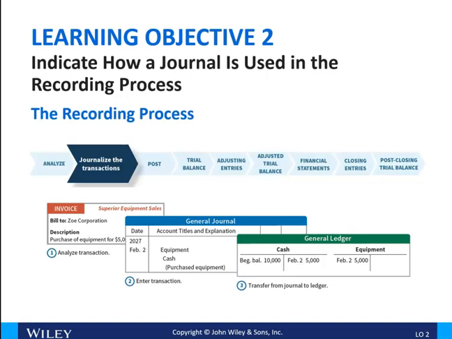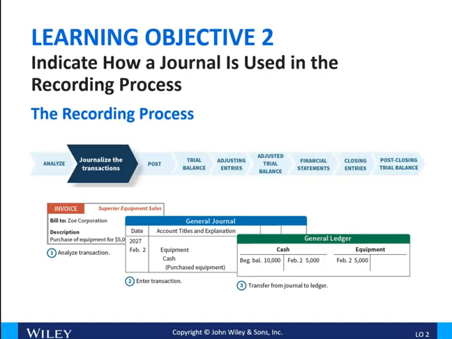Now we'll talk about journals. So remember this graphic of the different steps: analyze, journalize, post, trial balance, adjusting entries. We're going to see that a lot, especially in the first 4 chapters. We talked about analyzing in chapter 1. Now we're going to talk about journalizing transactions.